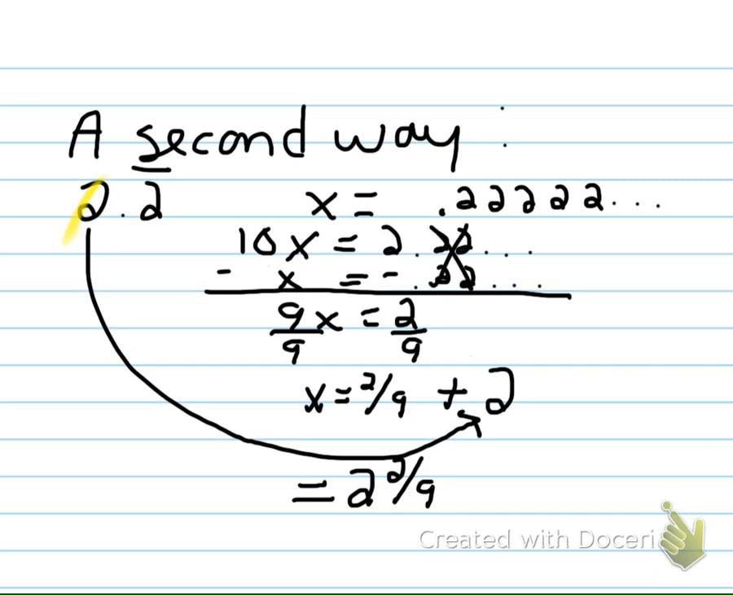And if you do 10x, take away x, you're going to get 9x. So now you have to divide by 9 on this side to get rid of the 9, and divide by 9 on this side, and x is equal to 2/9. Now I can't forget this 2 because it was part of the problem in the first place. So my answer is going to be 2/9 plus 2, which would be 2 and 2/9.